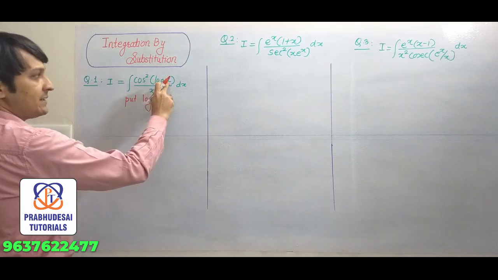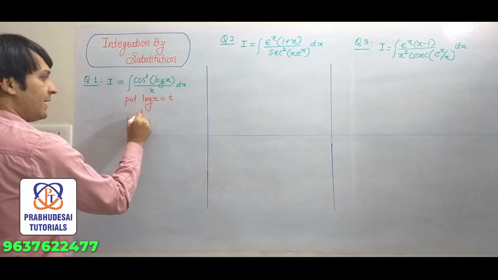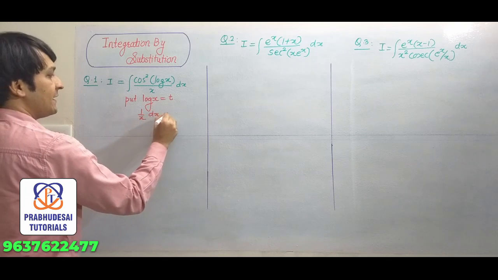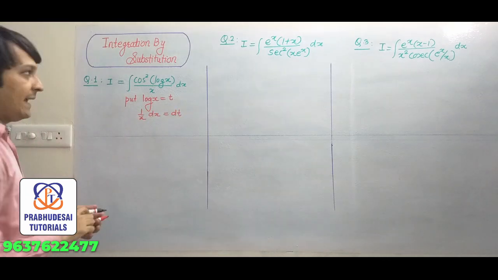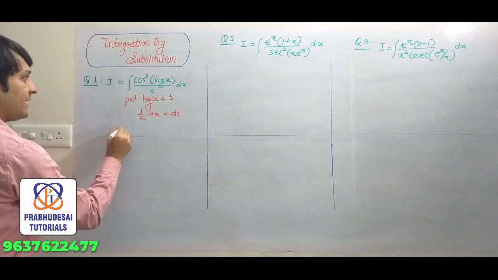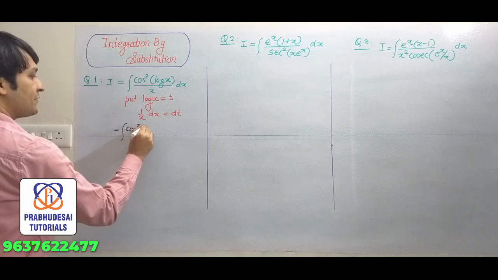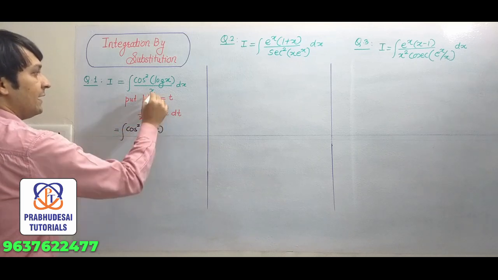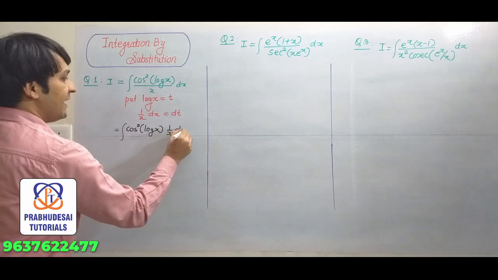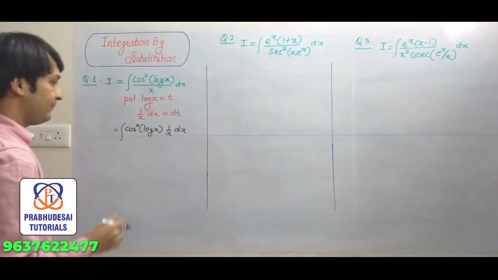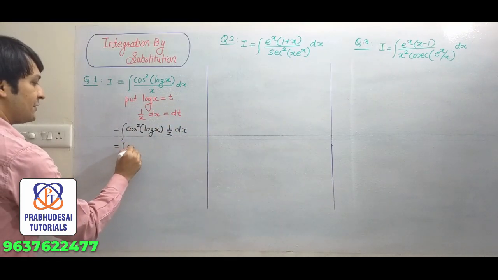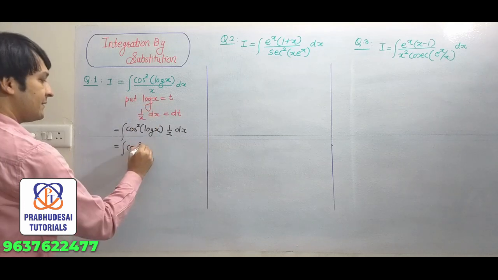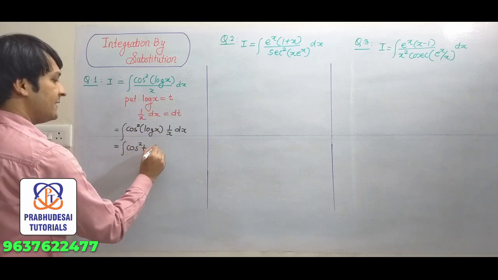So if I put log x is equal to t, what is the derivative of log x? 1 upon x dx is equal to dt. Can I rewrite this problem like this? Just check. Integration of cos square of log x into 1 upon x dx. I'm just shifting 1 upon x here. Now it will be integration of cos square of, what is log x? t. 1 upon x dx is dt.